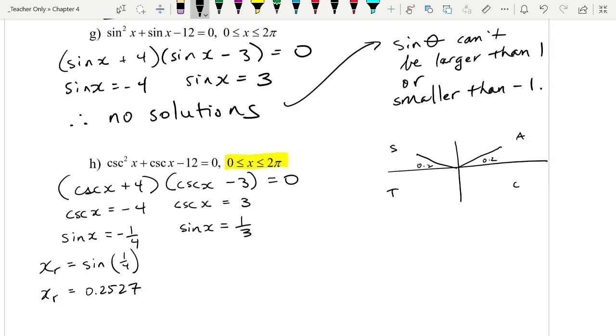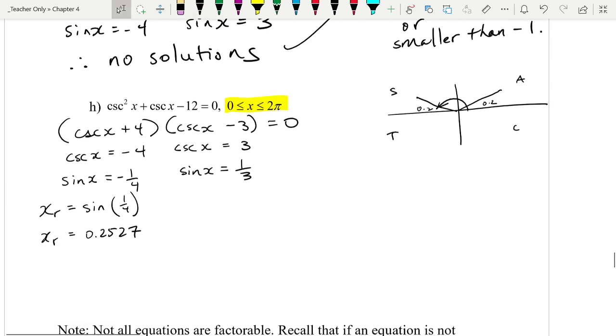Now, how do I figure out this one? Well, for that one, first of all, x can be 0.2527. That's, remember, you are your own reference angle in quadrant 1. But when I'm in quadrant 2, I'm going to take pi minus that. So this number here is pi minus 0.2527. And I already have that number on the screen, so I don't need to erase it.